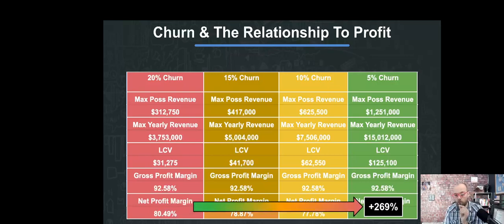Stop and think about that and re-listen to what I've just said there. If you can decrease your churn rate from 20% to 5%, you will increase your profit by 269%. This is why understanding your customer lifetime value and your churn rate is so important for your business. By doing nothing else, you can increase your profit by almost 70% just by decreasing your churn rate. Hopefully that point has really hit home and you can understand just how important churn rate is to the relationship with your profit or your business.